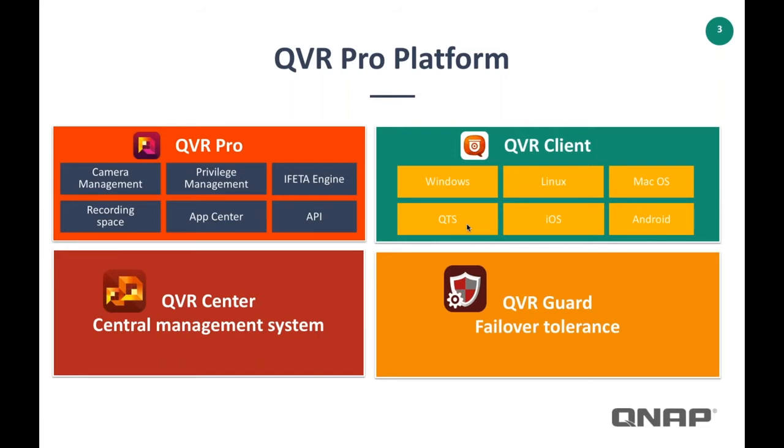And we have QVR Guard. QVR Guard is like our high availability failover option, so that it runs on a different NAS. And this way, if your NAS goes down, the other NAS will just take over. Recordings continue, you can keep doing live playback, everything just keeps functioning smoothly.